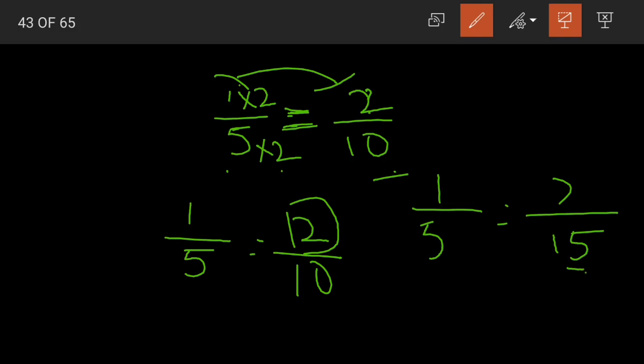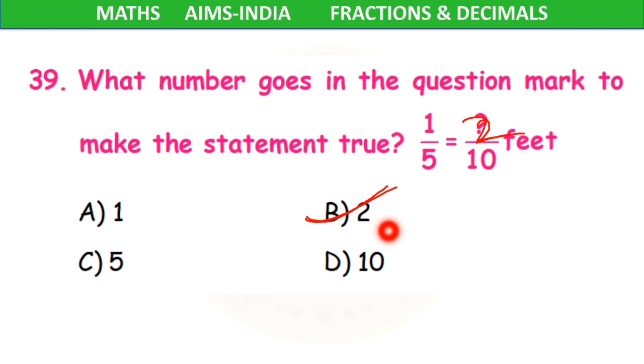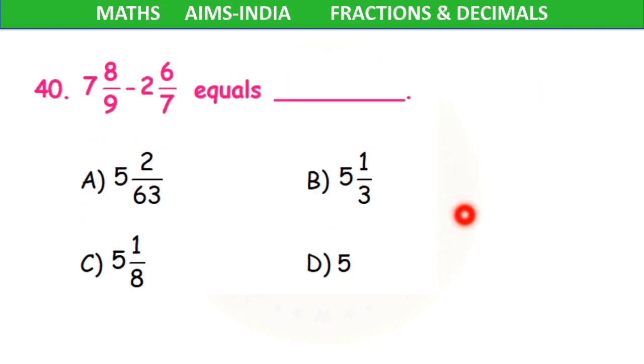Yes children, suppose they give you 1 by 5 is equal to dash by 15. How will we get 15? 5 into 3. So even in the numerator, you would have to multiply by 3. 1 into 3 gives us 3 as the answer. So this is how you solve these kinds of questions. And for this particular question, the answer is option B, 2. It is nothing but the equivalent fraction of our 1 by 5.